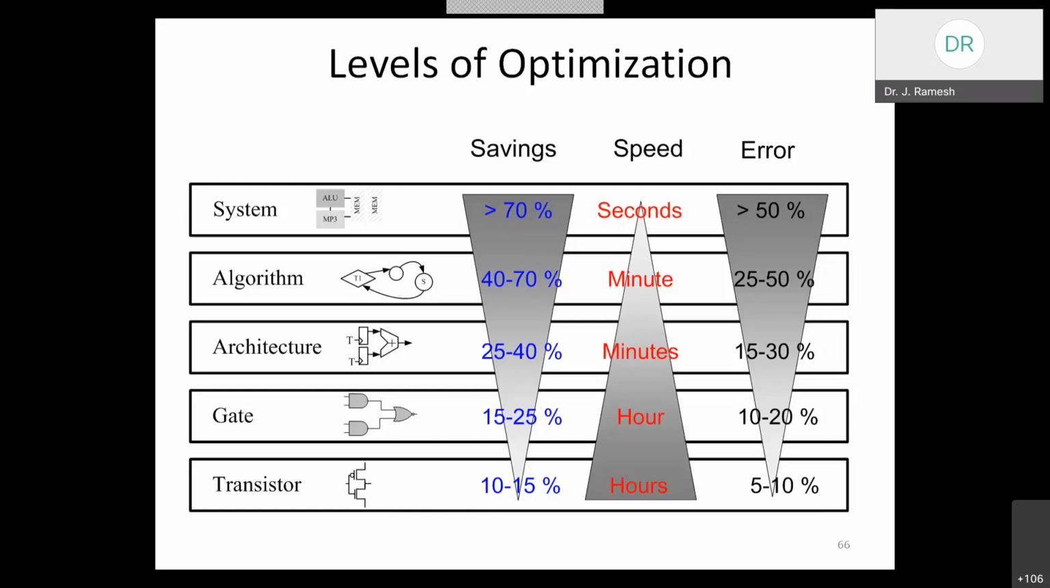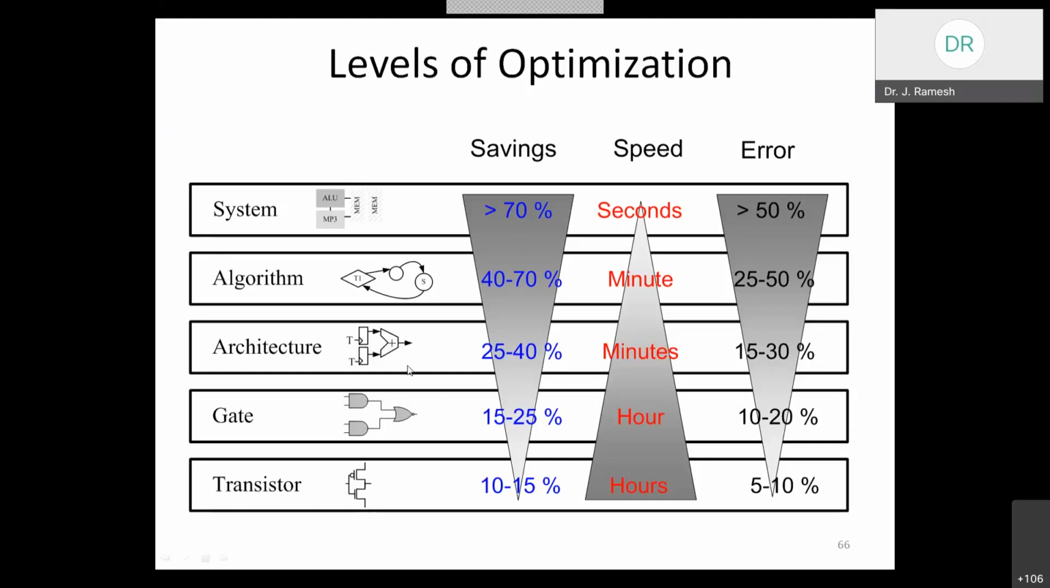In the other way, you can say that accuracy will be much higher in the case of the transistor level of design abstraction, and accuracy will be less in the case of the system level of design abstraction.